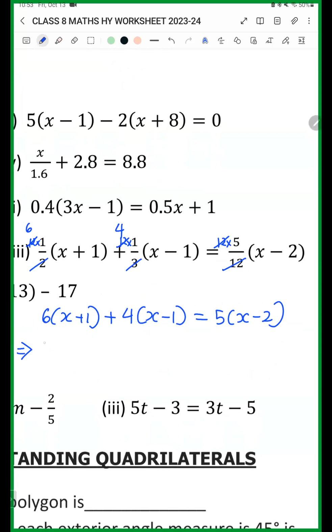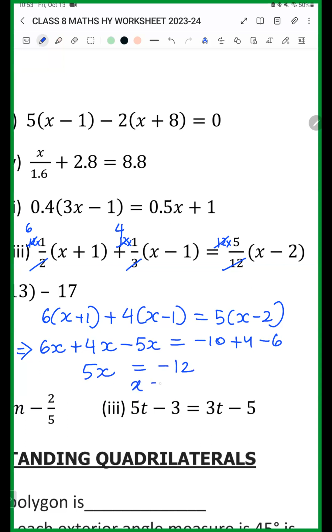I can do this now. So this will become 6x. I'm skipping some steps, so don't think, how did this come? 4x, then this 5x will come to the other side, will become minus 5x is equal to minus 10 plus 4 plus minus 6. So this will become 6 plus 4 is 10 minus 5 is 5x is equal to minus 16 plus 4 is minus 8, is it? No, minus 12. So x is equal to minus 12 by 5.